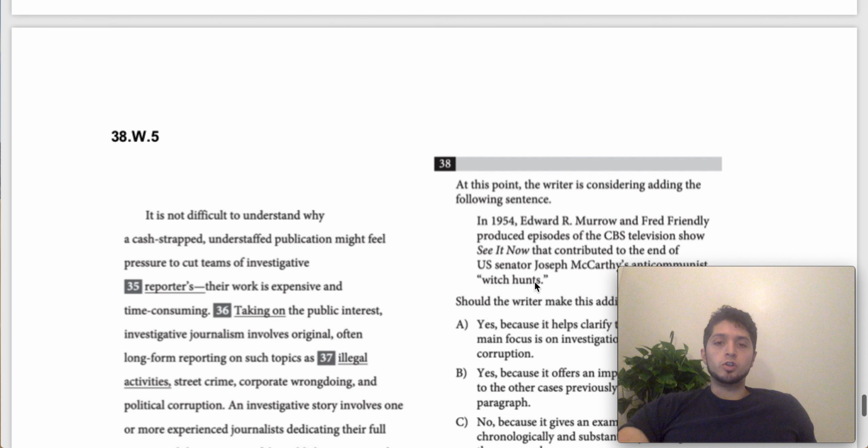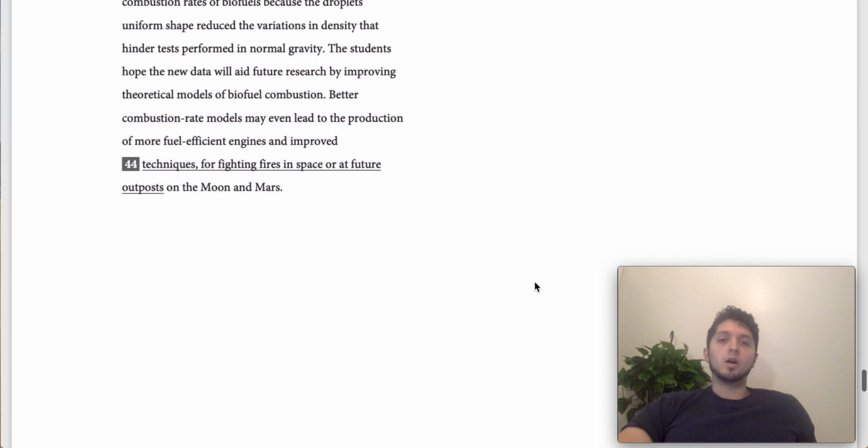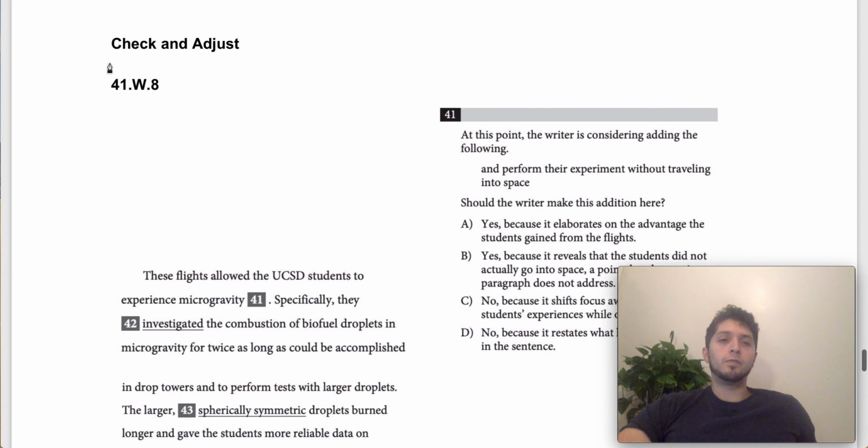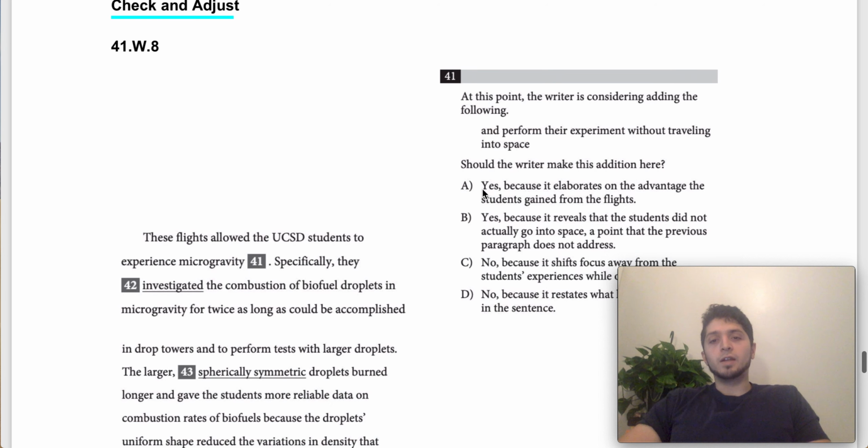So I want to show you two more questions because these are harder questions, which will fulfill what I call check and adjust. Which means once you have your idea, you want to make sure that the idea makes sense with the answer choices that are given and then respond from there. So 41 here is saying that they want to add this little bit of information. This sentence says, these flights allowed the UCSD students to experience microgravity. And then they want to say, and perform their experiment without traveling into space.